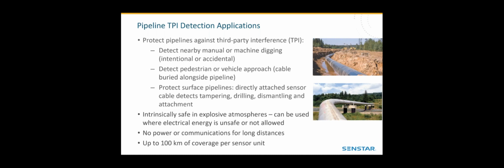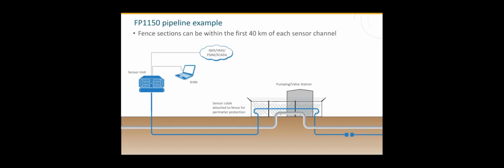The advantages of using such a system for pipeline TPI is that for the distance scale of pipelines, the system is relatively inexpensive, doesn't require any field infrastructure, it's inherently safe. It will never cause an explosion if there is a leak of gas or pipeline fluid. And for the pipeline protection scenarios, we get up to 100 kilometers of coverage per sensor unit.